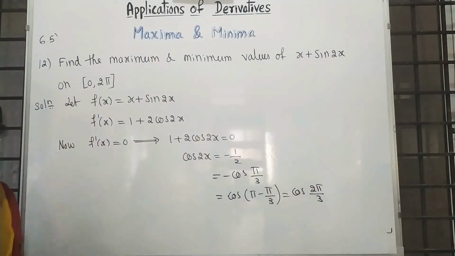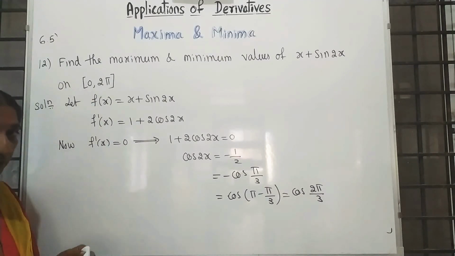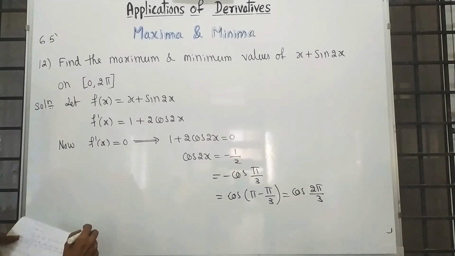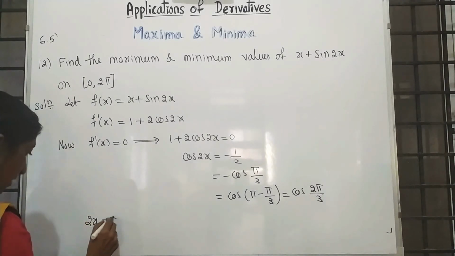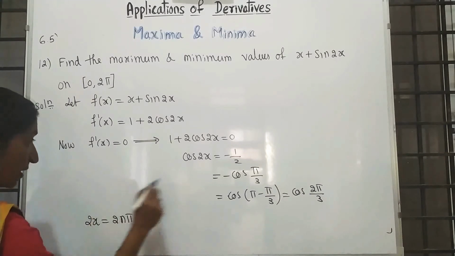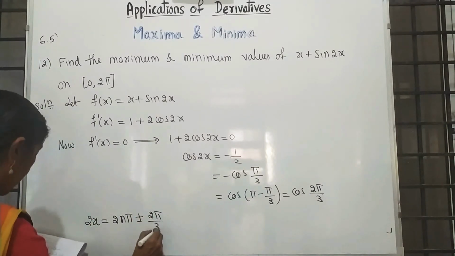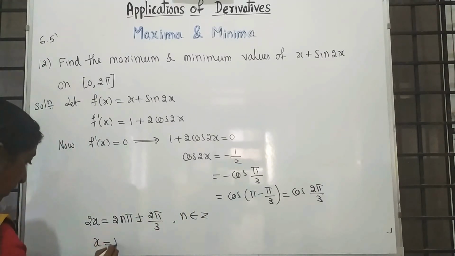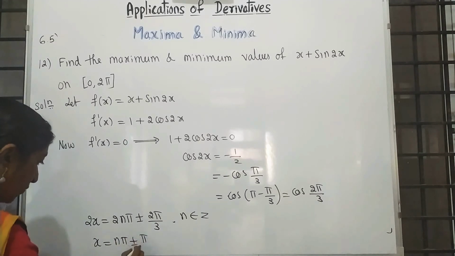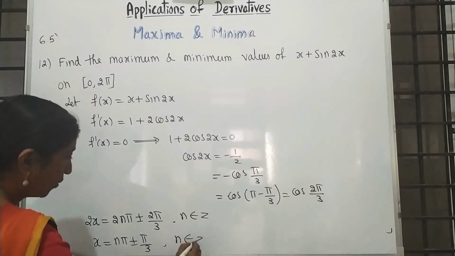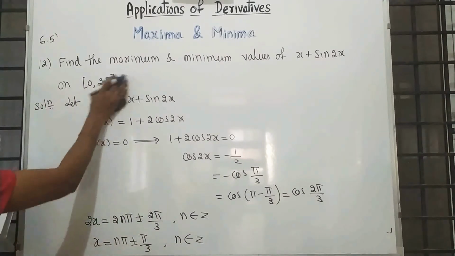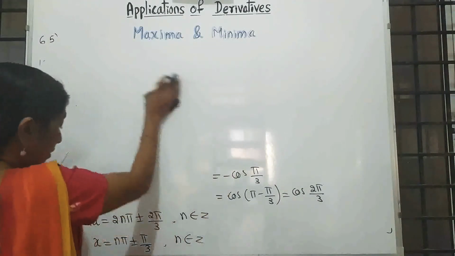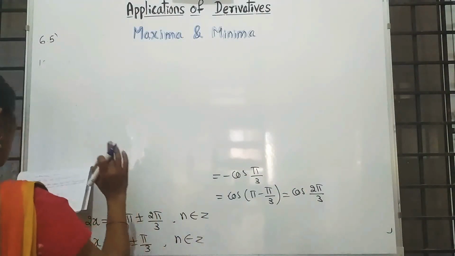If you don't know the table, here in this example I will explain one more method. In the first year trigonometry was studied a general solution. What is the general solution for cos 2x? That is 2x is equal to 2n pi plus or minus alpha. Alpha is 2 pi by 3, for all n belongs to the set of integers. What is x then? X is n pi plus or minus pi by 3, n belongs to z. That means we select the integers and substitute those values in the equation, so the answer should be in between 0 and 2 pi.